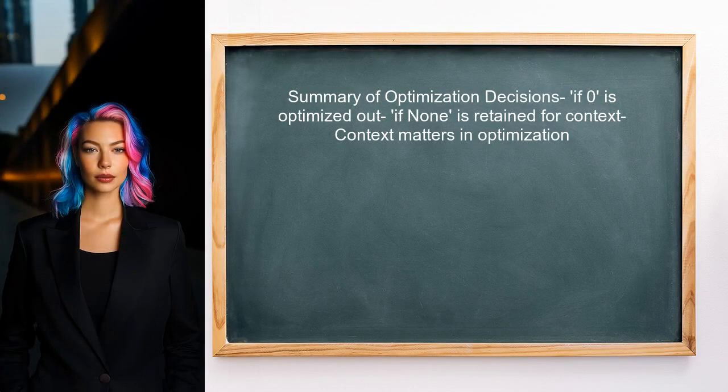In summary, the user can see that Python's optimization decisions are based on the context and potential use cases of the values involved. Understanding this helps clarify why certain conditions are treated differently.